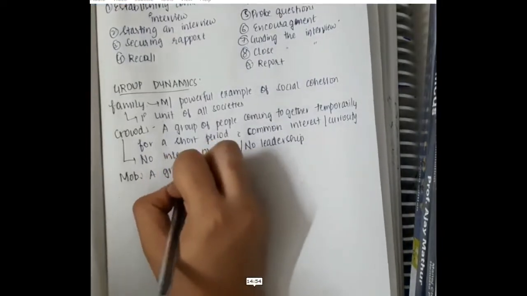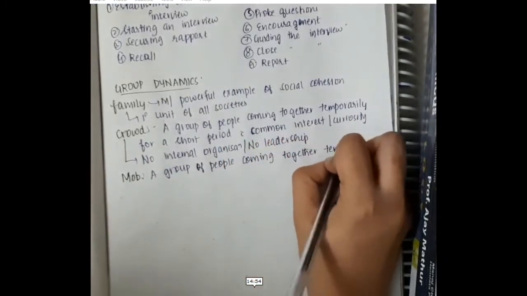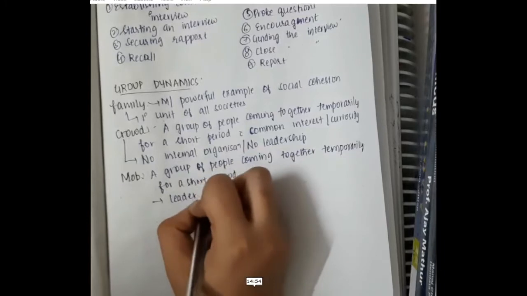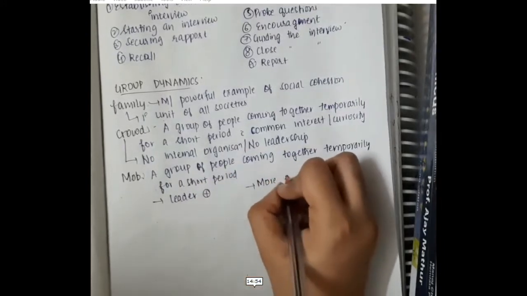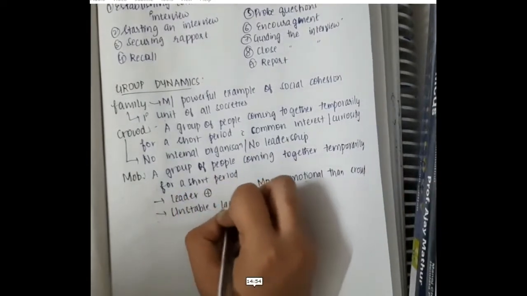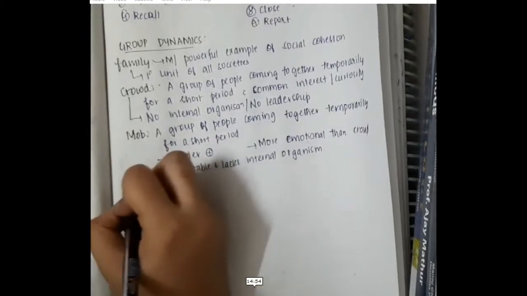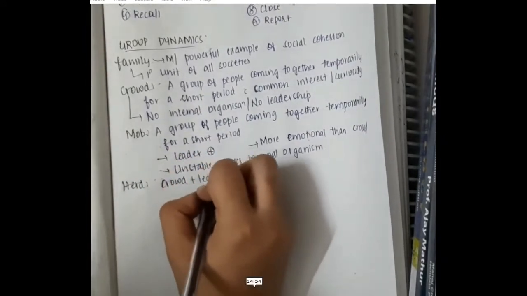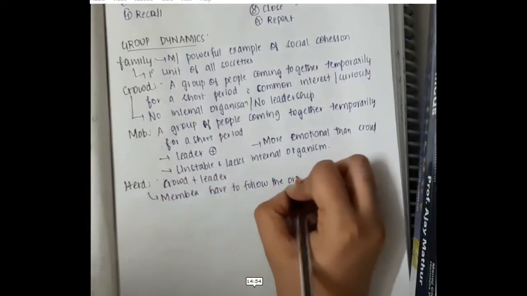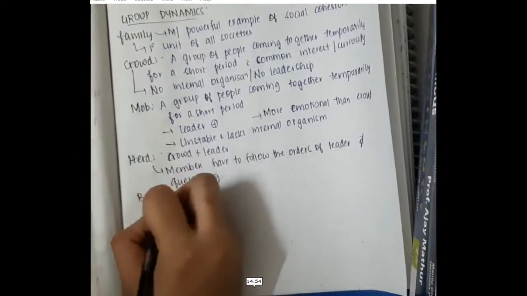Then we have mob. Mob is a group of people coming together temporarily for a short period of time. Mob has a leader present, and in mob there is more emotional attachment than in the crowd. Mob people are unstable and lack internal organization. There is no stability in a mob. Then we have herd. Herd is a crowd with a leader. Members of the herd should follow the orders of the leader without questioning. It is almost like a crowd, but if they have a leader, then we call it a herd.